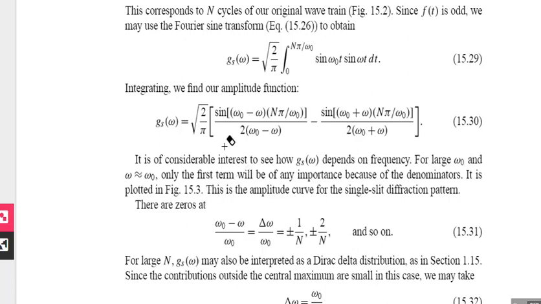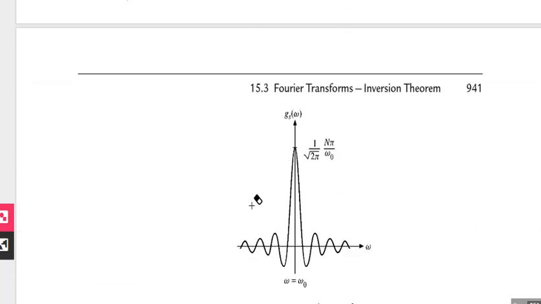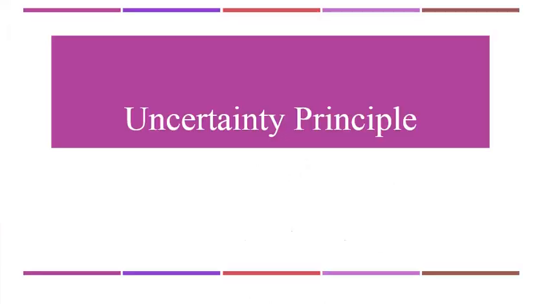Now if you plot this first term, this is the amplitude curve of a single slit diffraction pattern. So if you plot the first term, you will get a curve that looks like the diffraction pattern of a single slit.